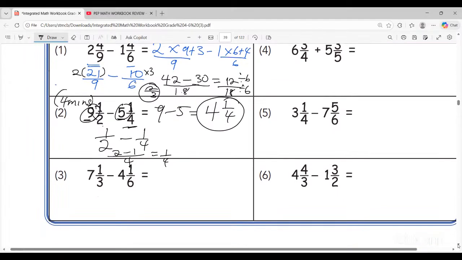What about this one, guys? 7 1/3 minus 4 1/6. What's the answer to that one?